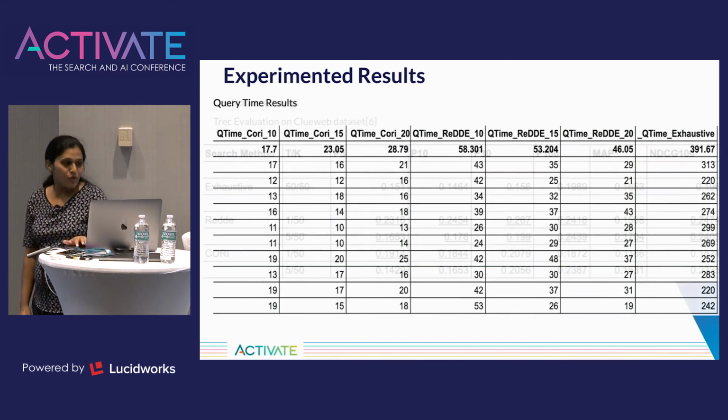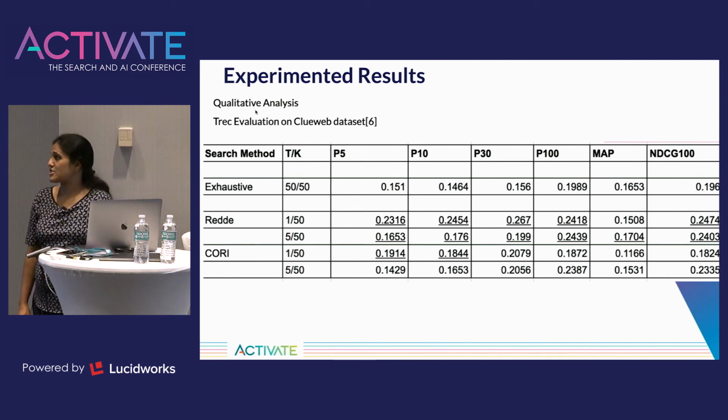What we are saying here is that the qualitative analysis is against the queries from TrackEval on the ClueWeb dataset, and it shows the standard precision at 5, precision at 10, precision at 30. So if you run the TrackEval program after you generate your ground truth queries as well as the test queries, you will see these are the results that I got.